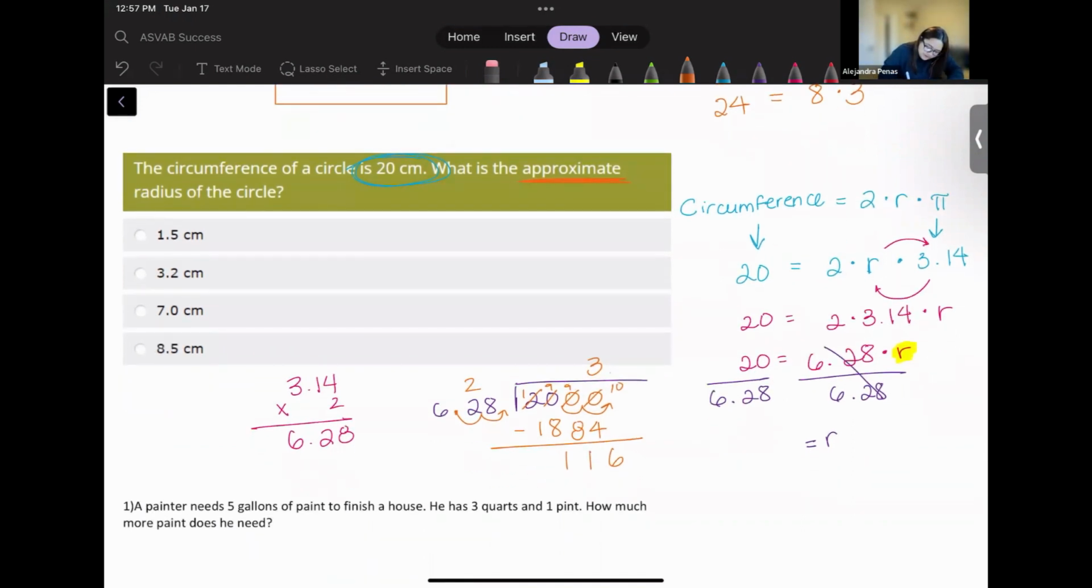I'm going to go ahead and put a decimal, add a 0, bring it down. Now 628 is going to fit into 1,160. 2 times? I say 2 because that's the only choice you have in the answer that had 3.2.